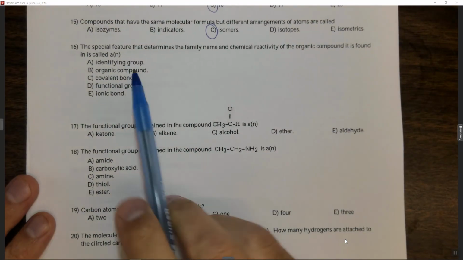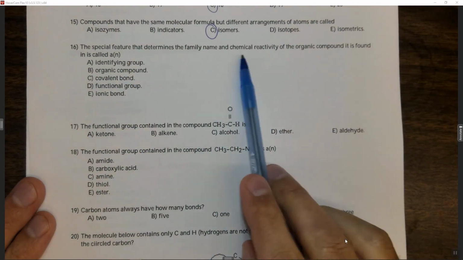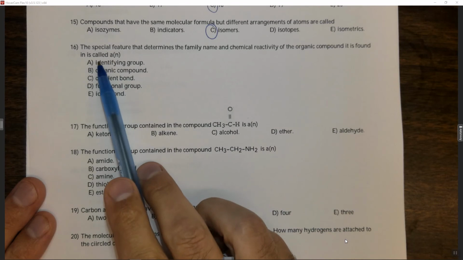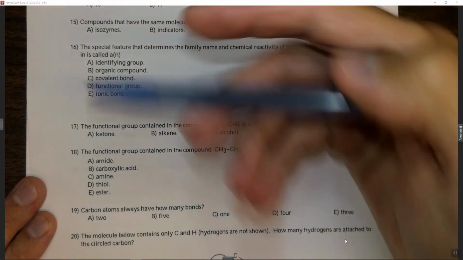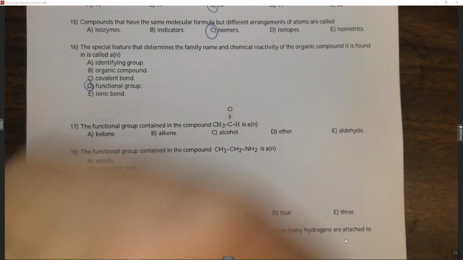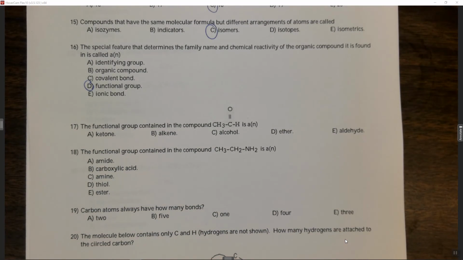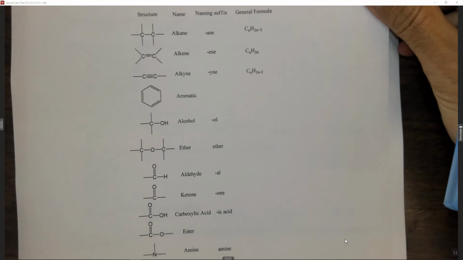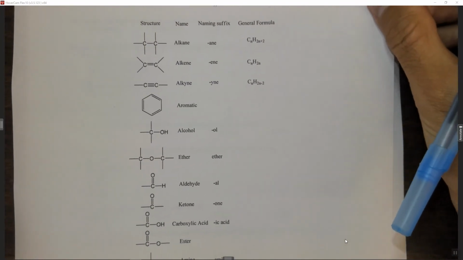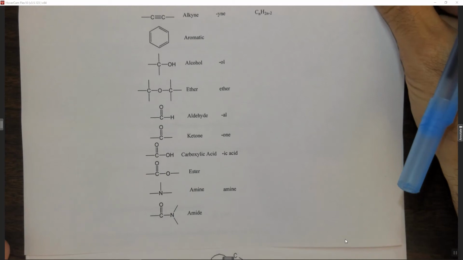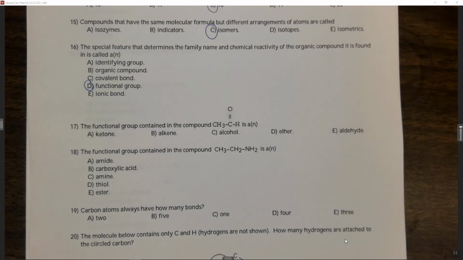It says, the special feature that determines the family name and chemical reactivity of an organic compound it is found in is called a functional group. All right, and on your reference table for organic compounds, you have an entire list of functional groups that are possible. Okay, so these are the different functional groups that you have right here. So those arrangements of atoms are called functional groups, and you just have to kind of remember that.